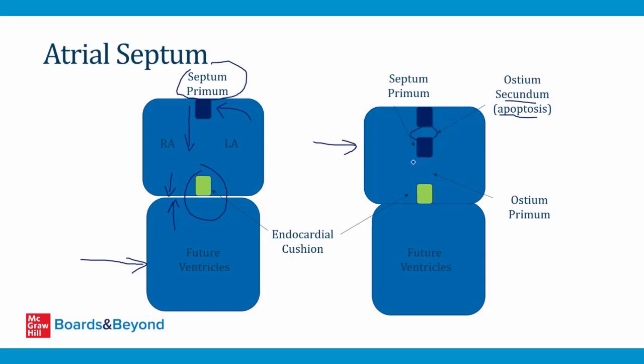And then there's another gap between the leading edge of the septum primum and the endocardial cushion, and that gap is called the ostium primum. So confusing names here, but the most important thing to know is that the ostium primum is down near the bottom towards the ventricles, and the ostium secundum opens more towards the top or sort of towards the middle of the future right and left atrial chambers.